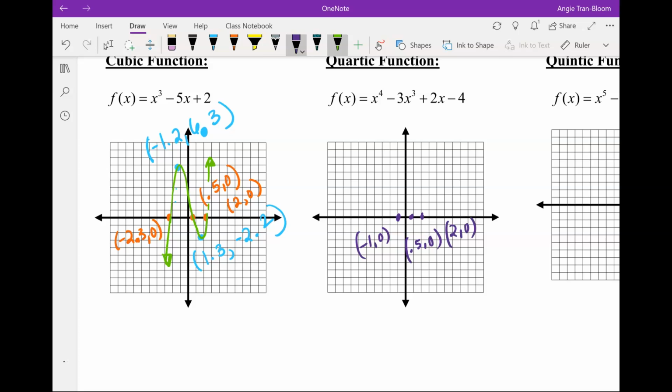Okay, and then you have a minimum right here. That was -0.4 comma -4.6. So -0.4 and -4.6. Okay. And then this maximum was 0.6, and then.